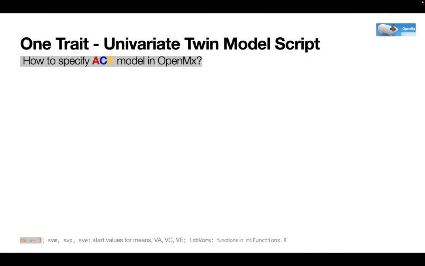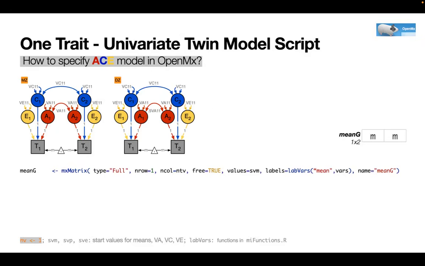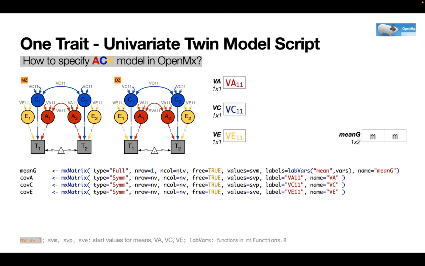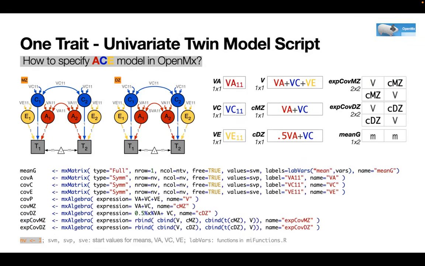Now that we've worked out how to do this for the ADE model, of course, it's very similar to do this for an ACE model. Here's the diagram, the means, the variance components, total variance, expectations for the MZ and the DZ covariance now in terms of the ACE model, and the expected covariance matrices. So this is one way in which we can set up the model so that we can freely estimate these variance components and then test whether or not they contribute significantly to the variance of the trait of interest.